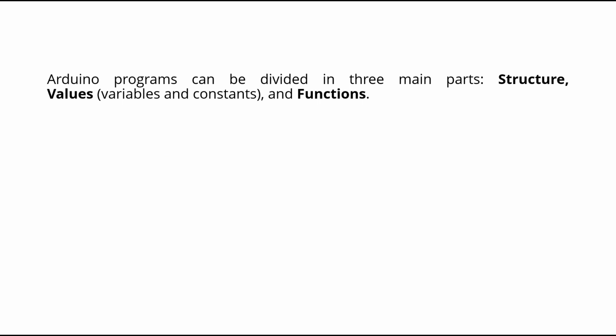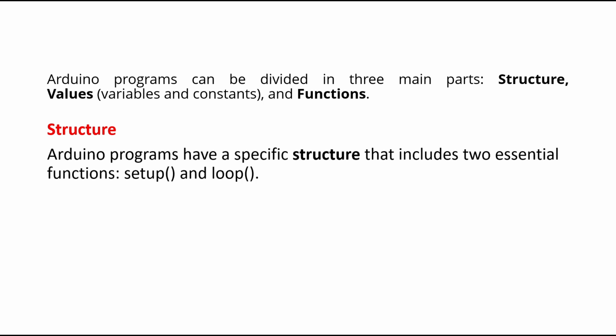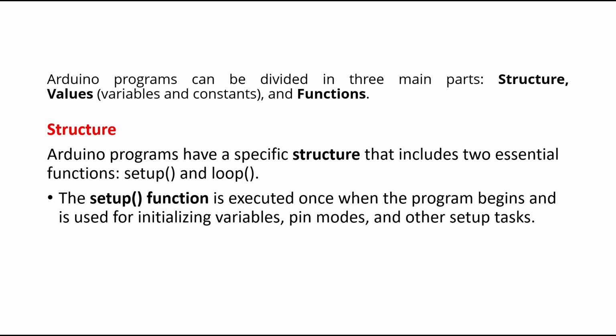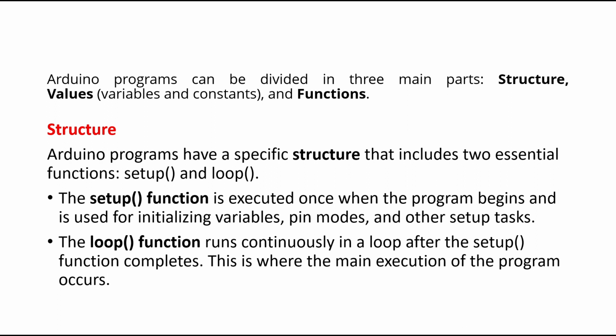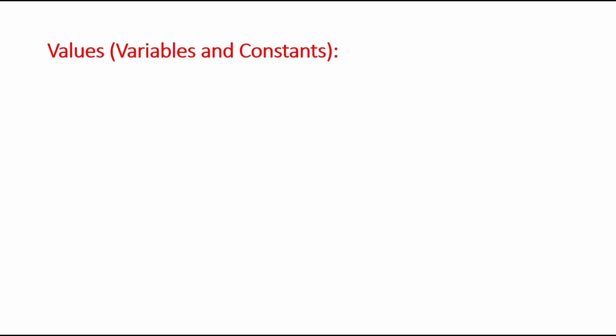So, Arduino programs are divided into three main parts: structure, values, and functions. Firstly, structure. It basically has two functions. The setup function is executed once when the program begins and it is used for initialization. Then the loop function runs continuously in a loop after the setup function completes. This is where the main execution of the program occurs.